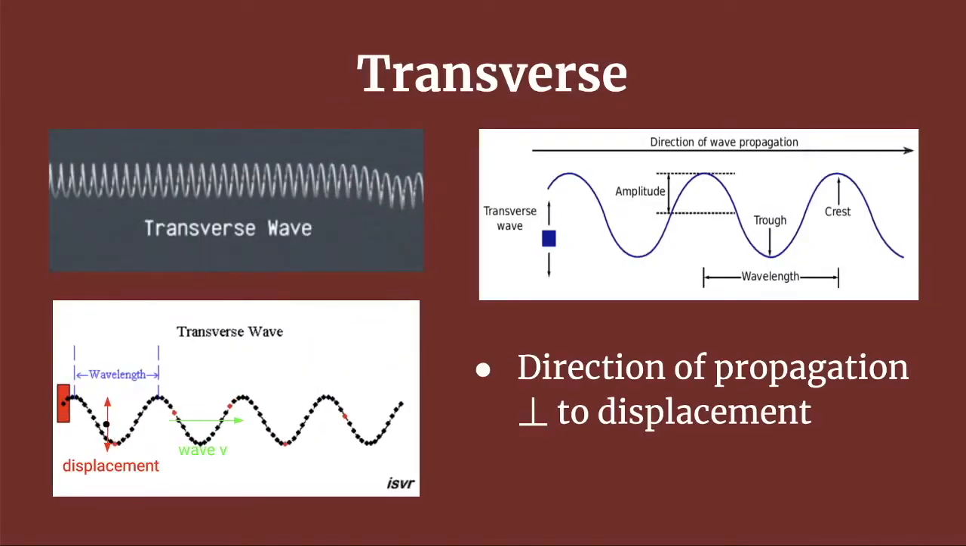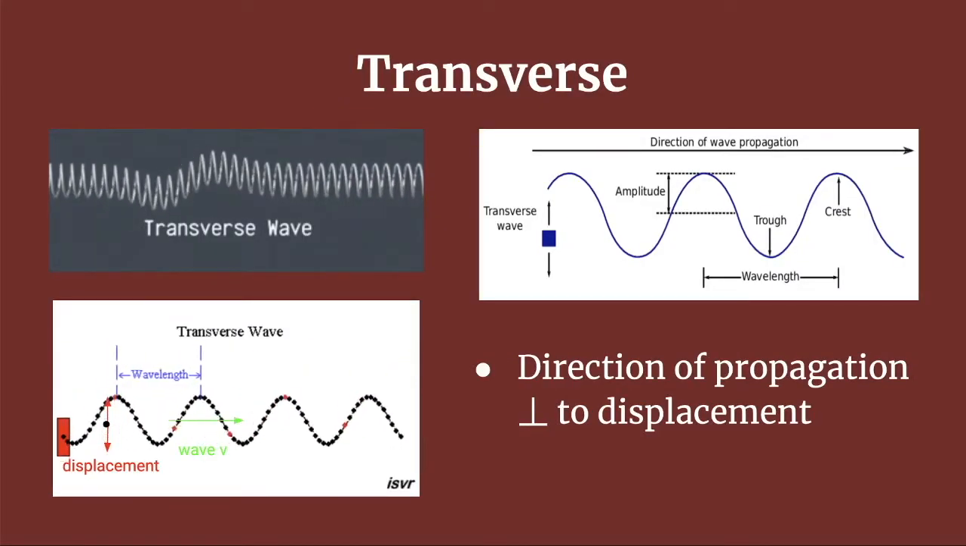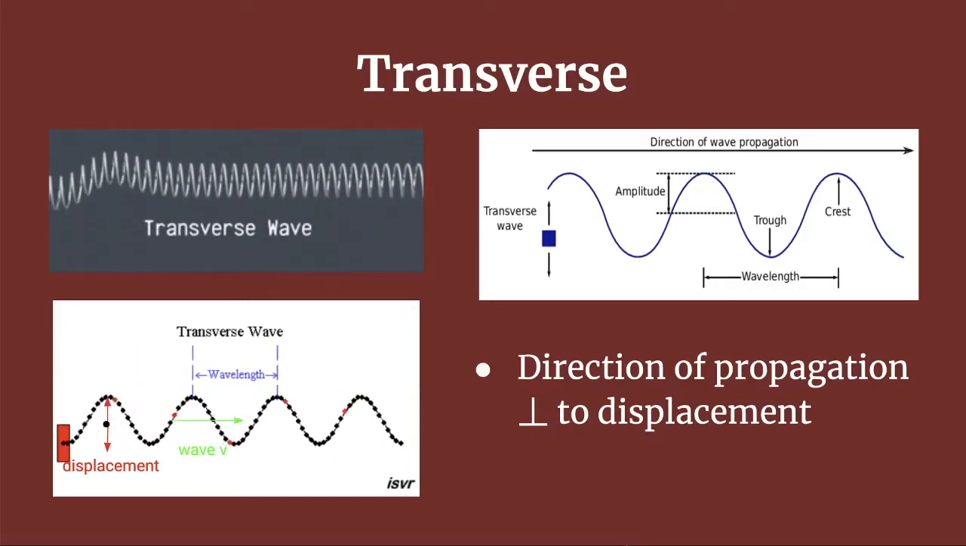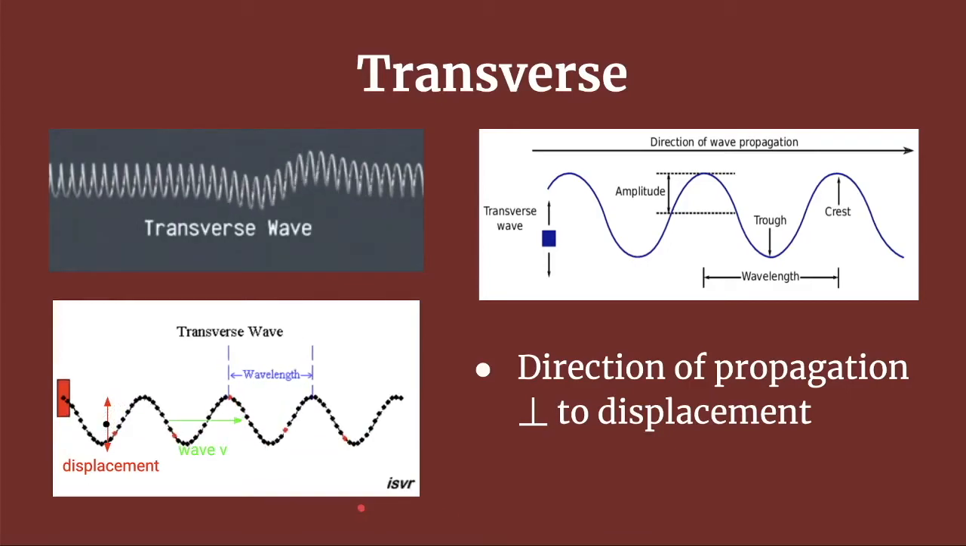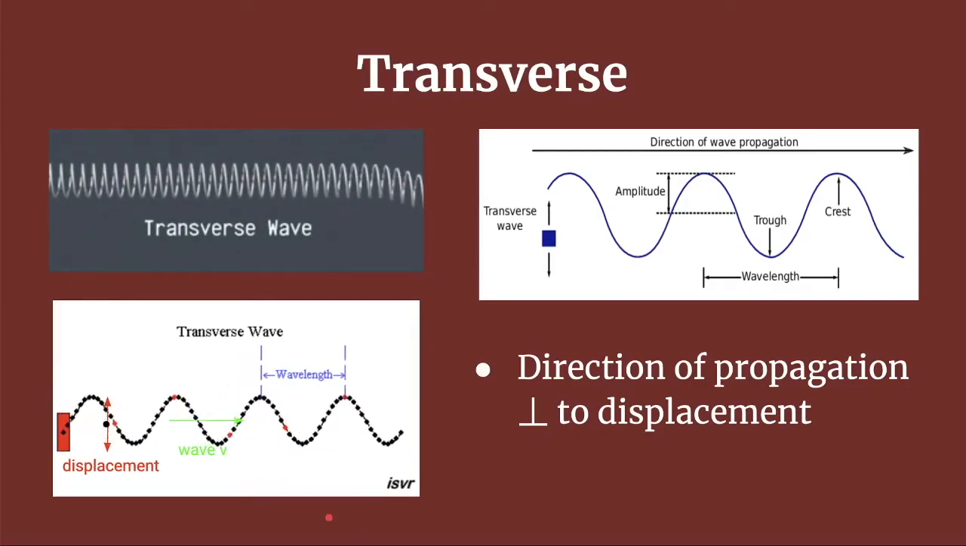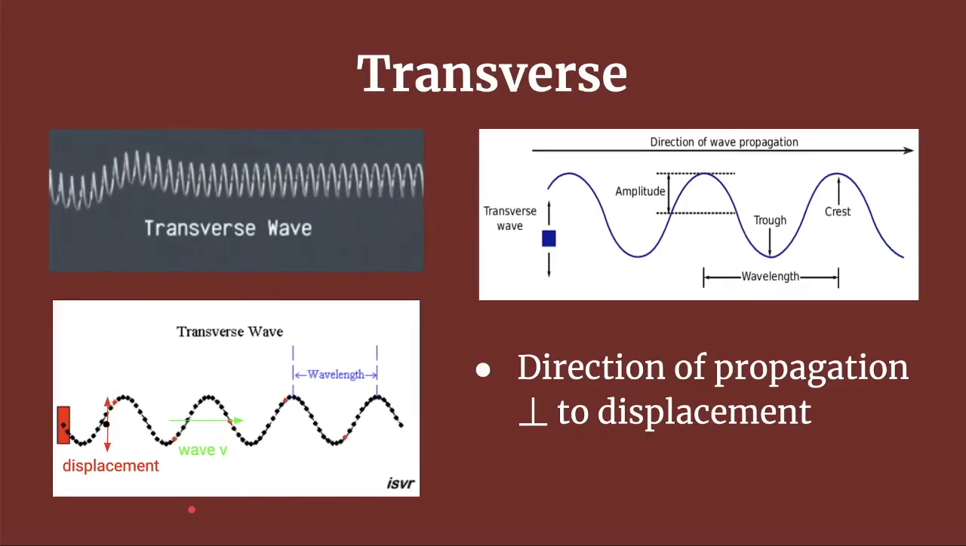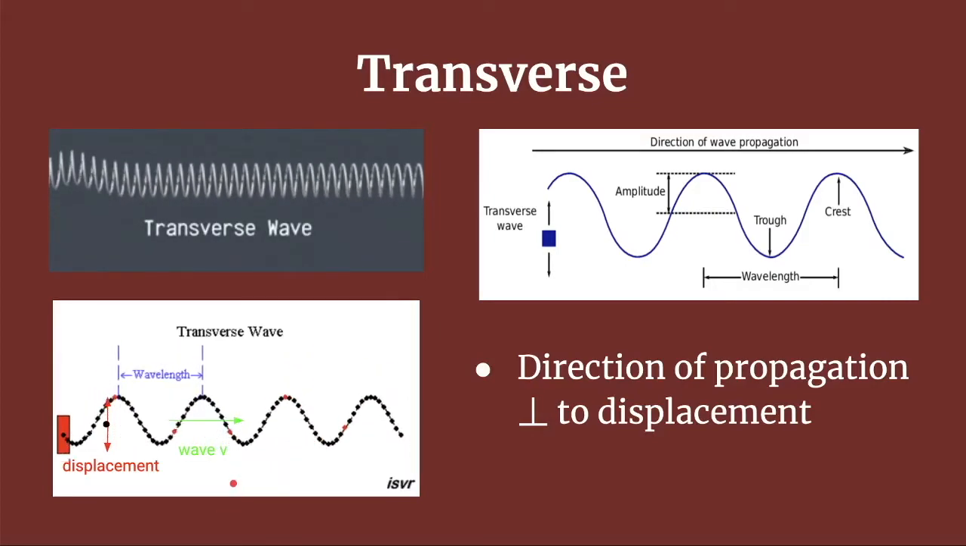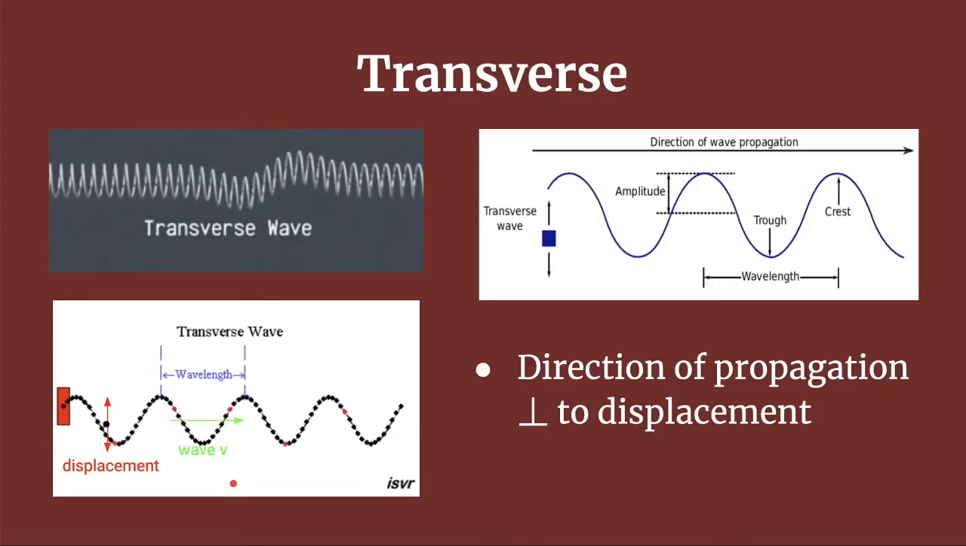When you picture a wave, you are probably picturing a transverse wave. Their defining feature is that the direction of propagation, i.e. the direction the wave travels in, is perpendicular to displacement. This is diagrammed by the vertical red arrows and the green horizontal arrow. If we are talking about wave pulses along a rope, we are talking about transverse waves.